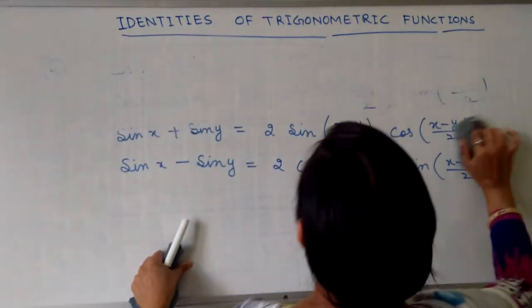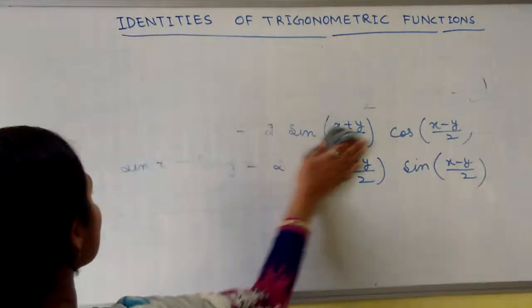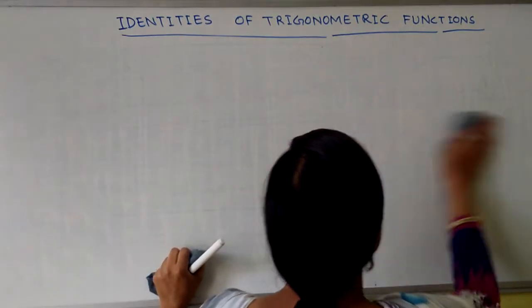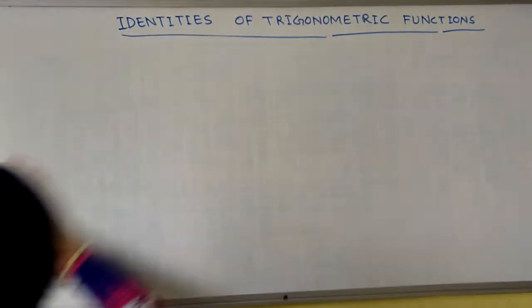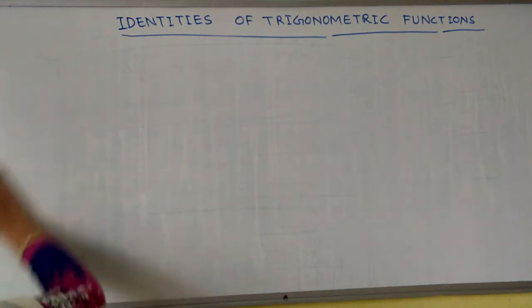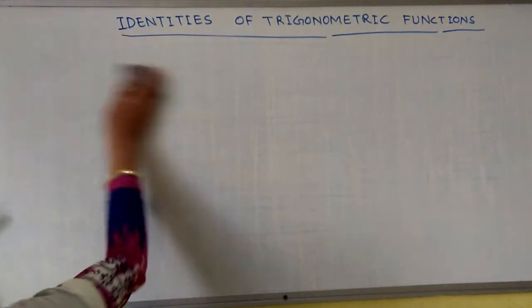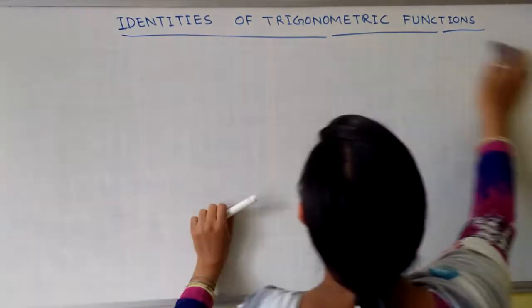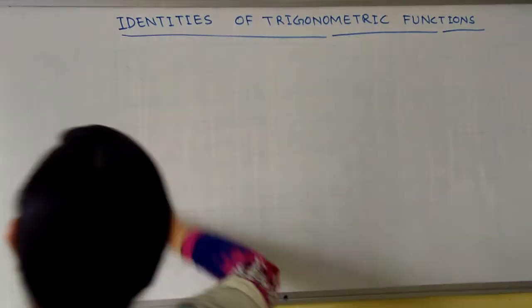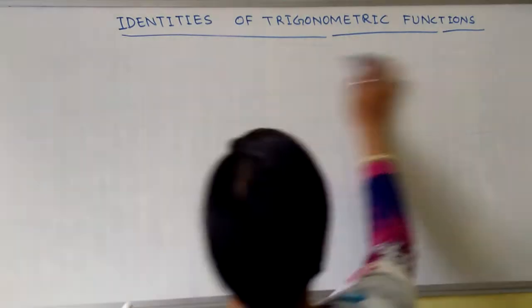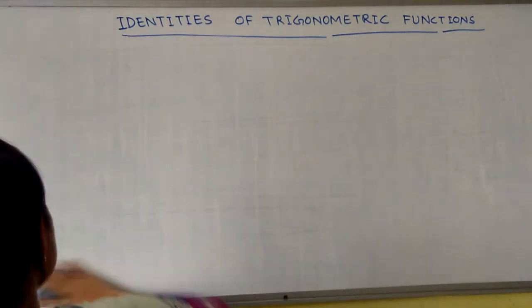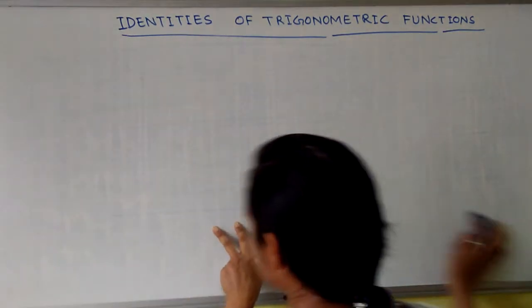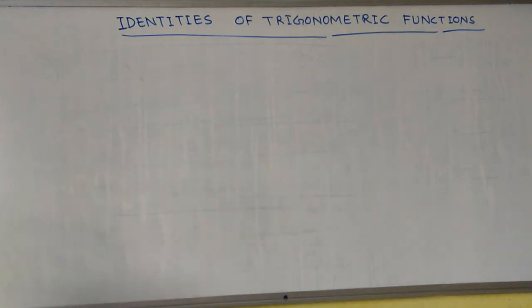Fifth type of identities. These are very easy identities. Students, take some time to learn these identities, because these are not like the 2, 3, 4 identities. There is one type present in the form of trigonometry, in three forms.